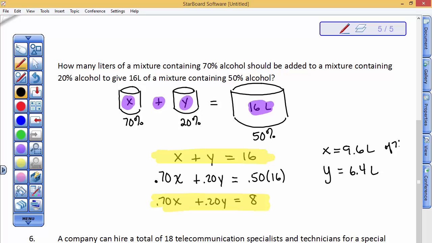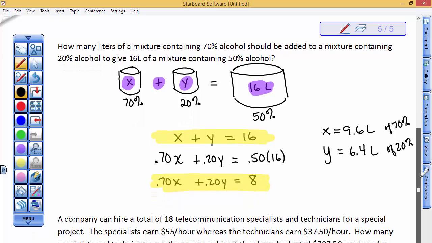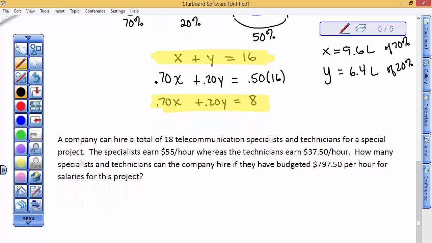I'm going to finish this off by saying it's the 70% solution, and this is the 20% solution, and I should take these answers and check them in both of my equations. We'll do more story problems together when we get together. I'll leave the rest of these go for now, and then we'll move on to a system of equations in 3 variables.